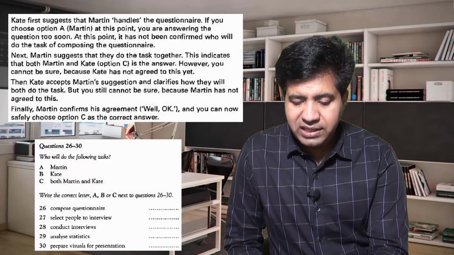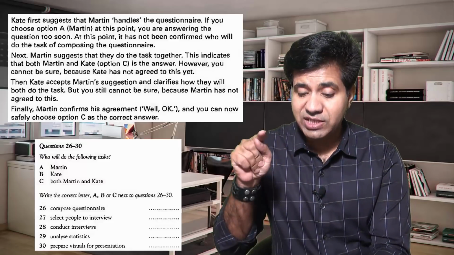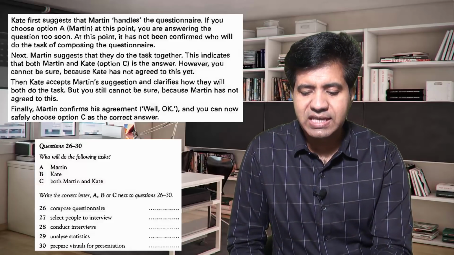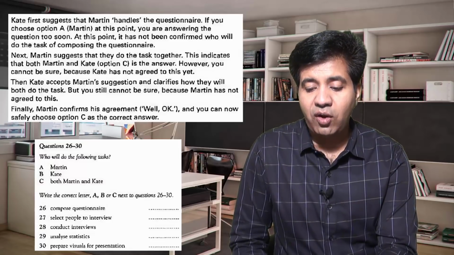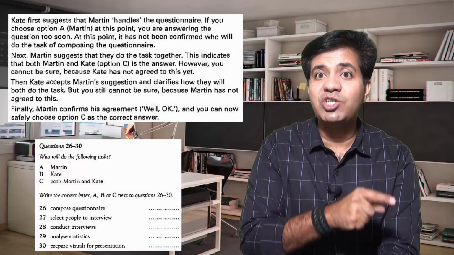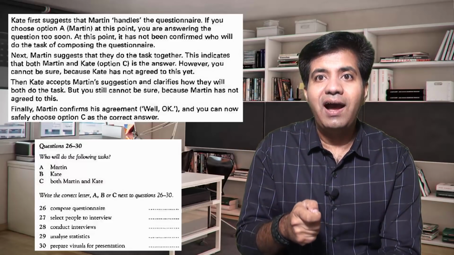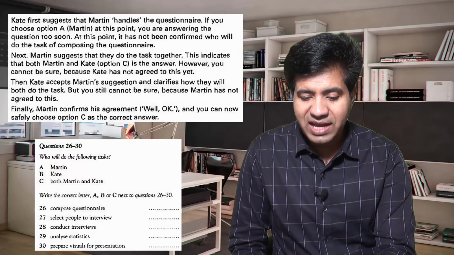Next, Martin suggests that they do the task together. Martin gives a suggestion. This indicates that for both Martin and Kate, option C is the answer. However, you cannot be sure because Kate has not agreed to this yet. So the other person should agree also. Okay, I'll do it. Okay, that's fine, right? So the other person should agree as well.